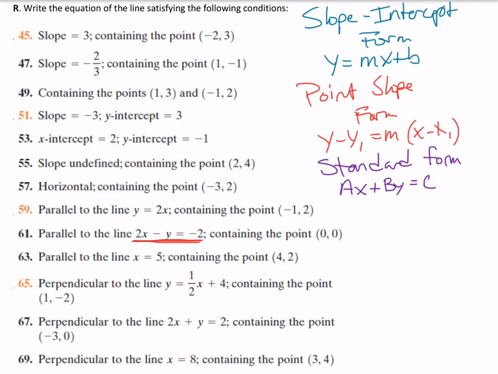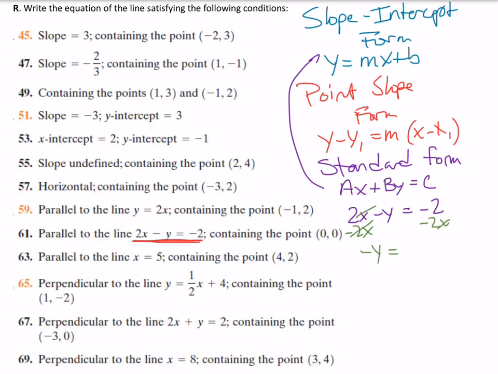So if I take a look at 2x minus y equals negative 2, that's in standard form, which tells me nothing about the slope. That means I need to rearrange it to look like either point-slope form or slope-intercept form. Most students are comfortable with slope-intercept form, so I'm going to rewrite this equation in slope-intercept form. So 2x minus y equals negative 2. To do that, I just need to get y by itself. That's it. So I'm going to subtract 2x over here.